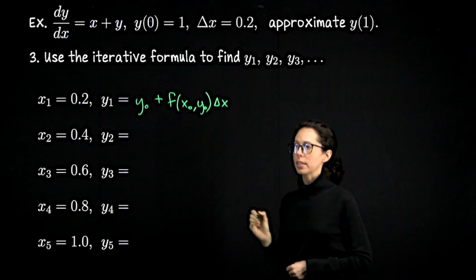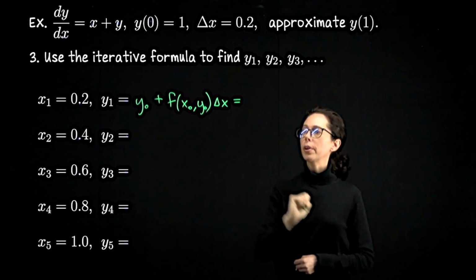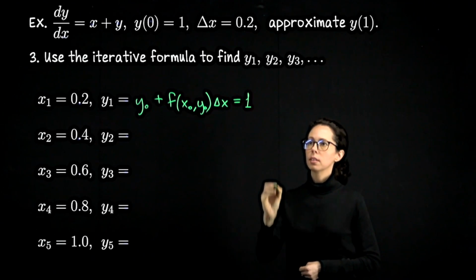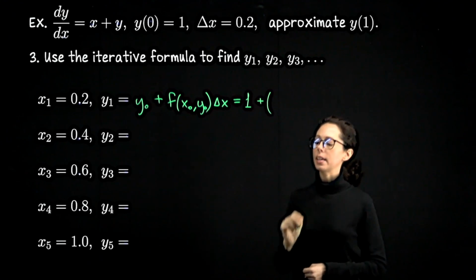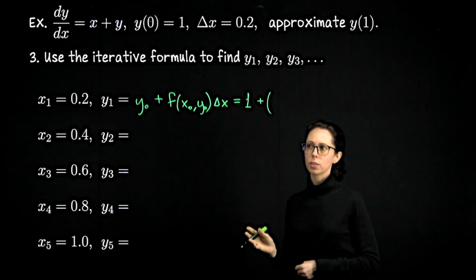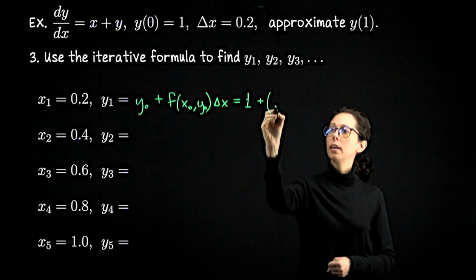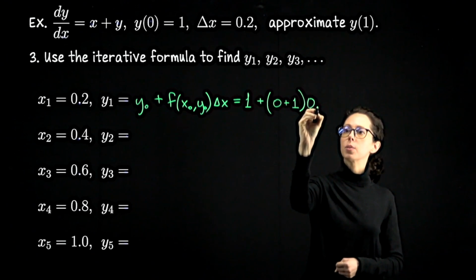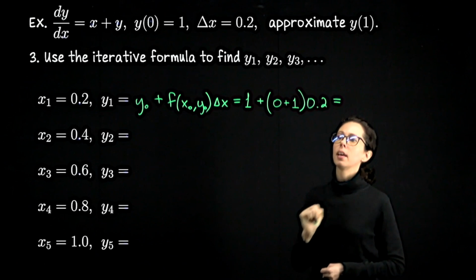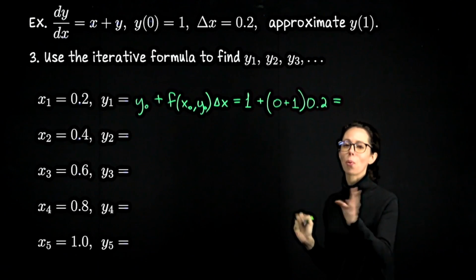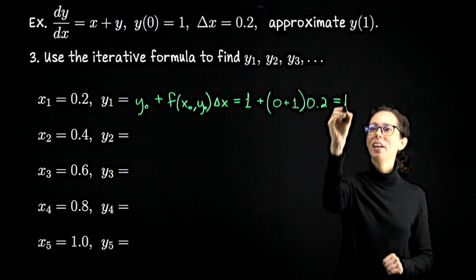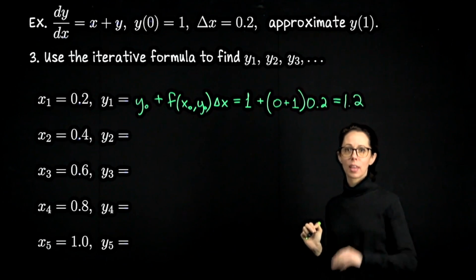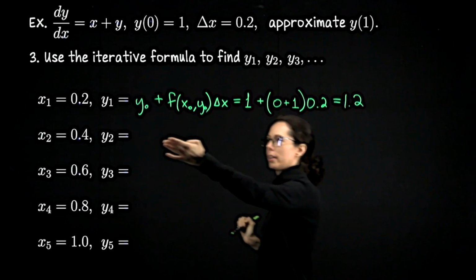Okay, for this particular example, our previous y value was the y value of the initial condition. Our right-hand side is x plus y. So that's going to be 0 plus 1, the previous x plus the previous y, times the step size, which is 0.2. Okay, so we've got 1 plus 0.2. So far, I don't need a calculator. Our first y estimate is 1.2. This value goes right here.